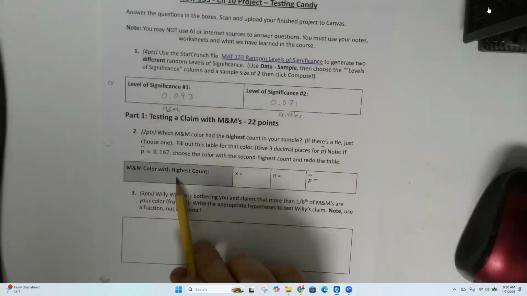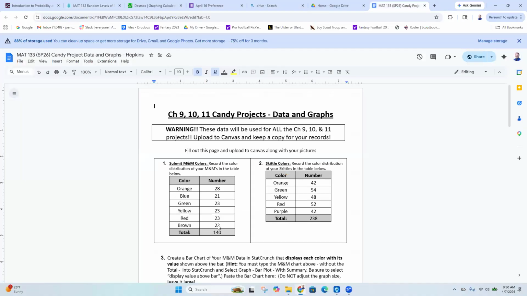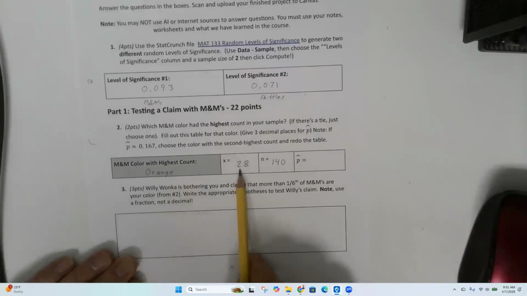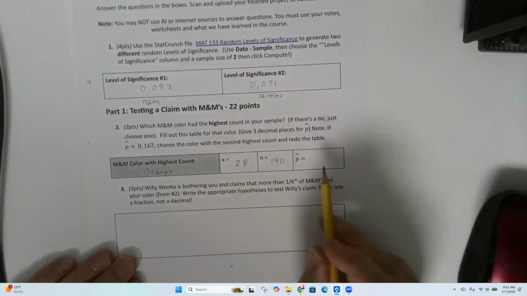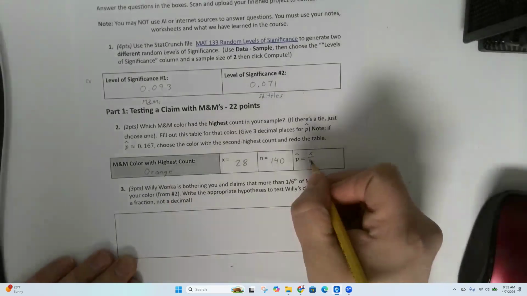The M&M with the highest count, let's go find it. My highest count was orange, and I had 28 oranges out of a total of 140 M&Ms. So write out what you had. What was your highest count? How many? And you'll remember that p hat is x over n, right?